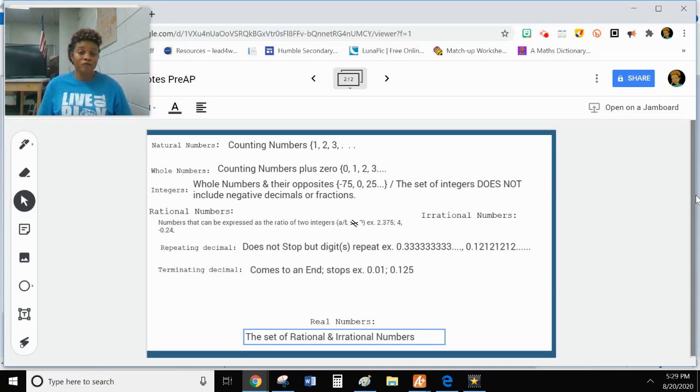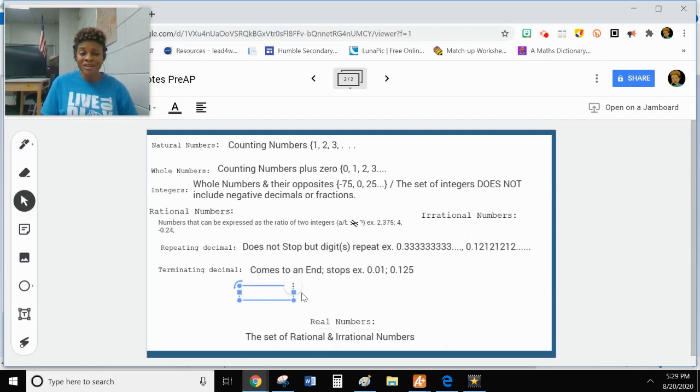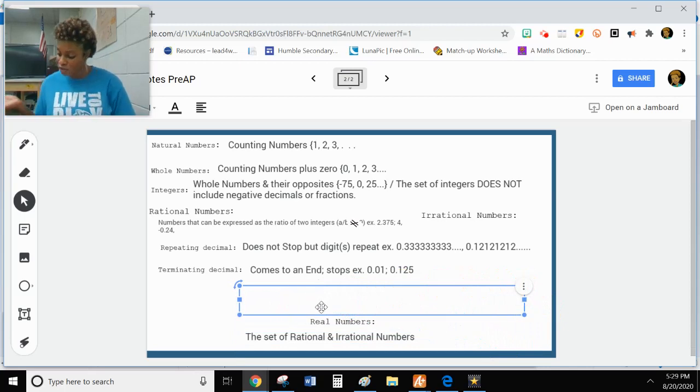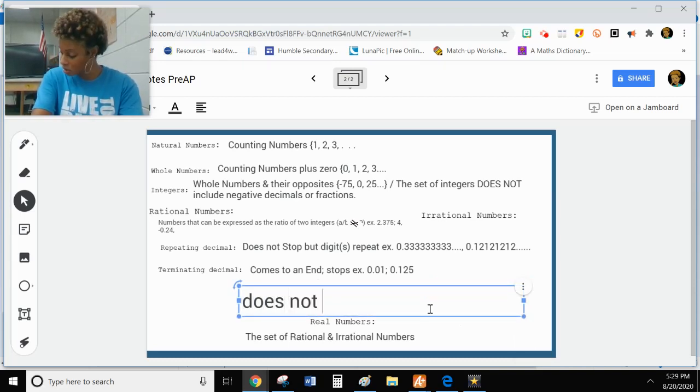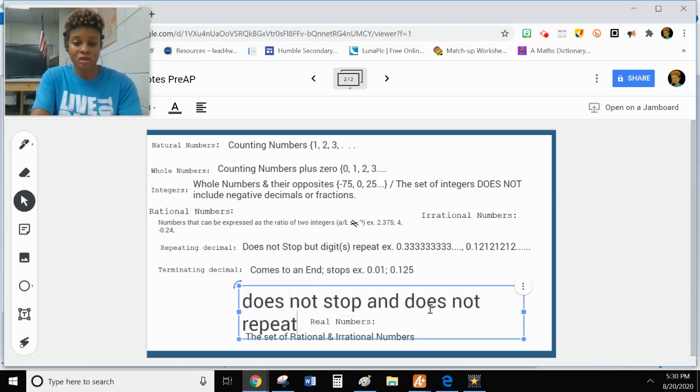So in sixth grade math, we focus on the rational number side. And for seventh grade math, we focus on a little bit of irrational. So what is an irrational number? An irrational number is a number that does not come to an end and it doesn't have a pattern. So irrational numbers aren't as friendly as rational numbers are. It does not stop and does not repeat.